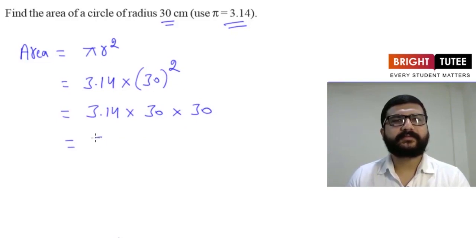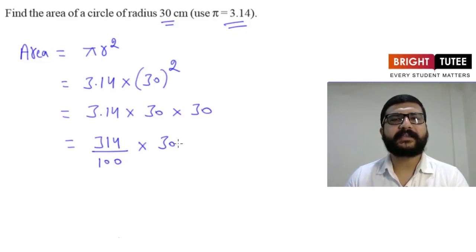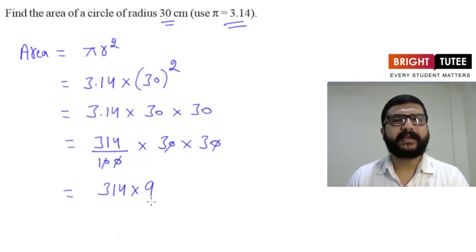Now this will be equal to 314 upon 100. We have just removed the decimal, and we put 2 zeros in the denominator, because after the decimal there are 2 digits. Now this will be multiplied with 30 into 30. Now we can cancel these zeros. So we are left with 314 multiplied with 3 into 3, and that is 9. Now can we multiply 314 with 9? Yes, we can do that. So let's multiply it here.